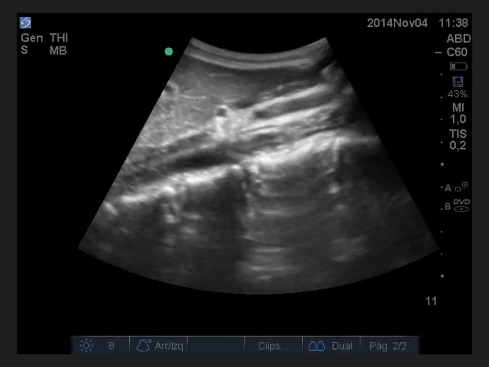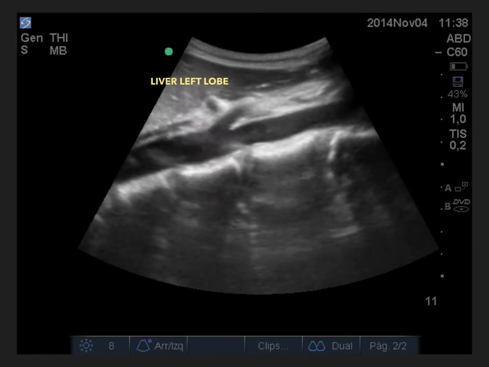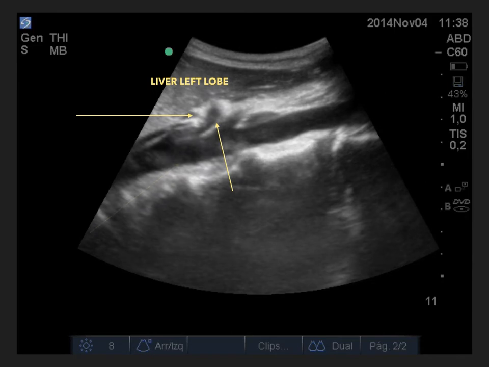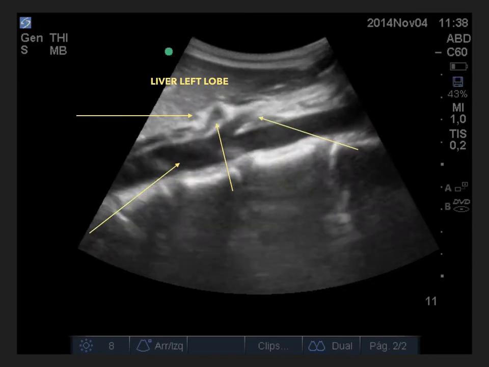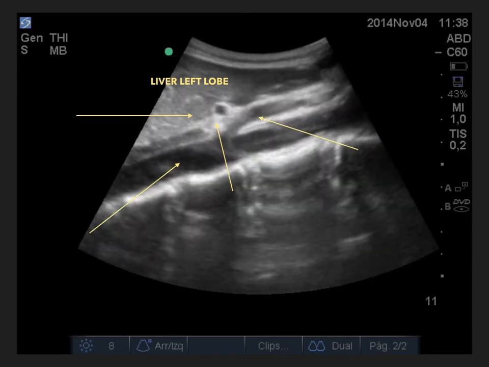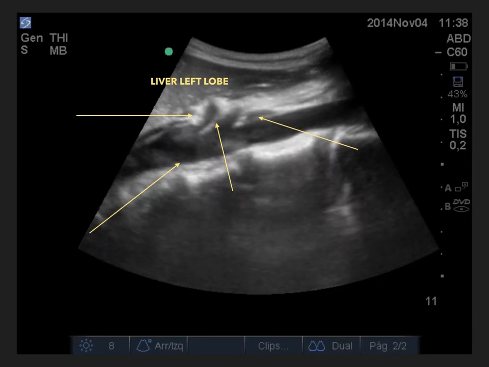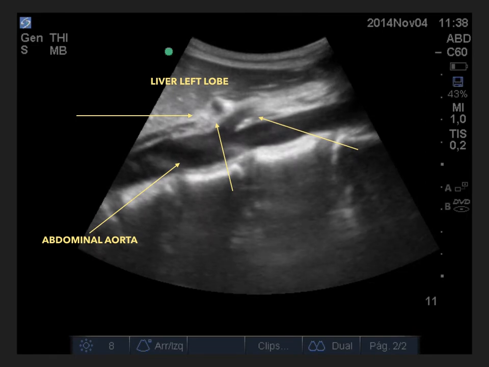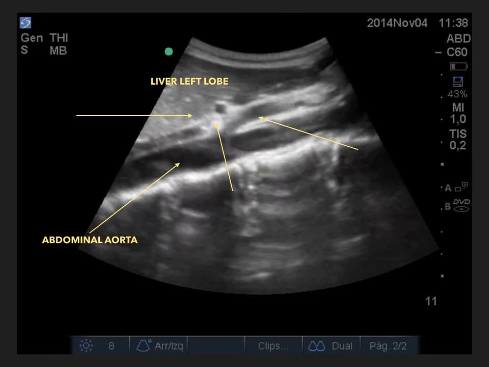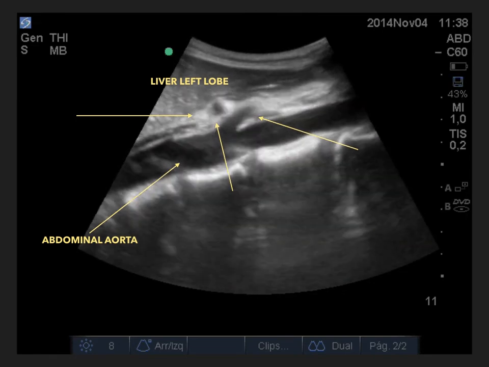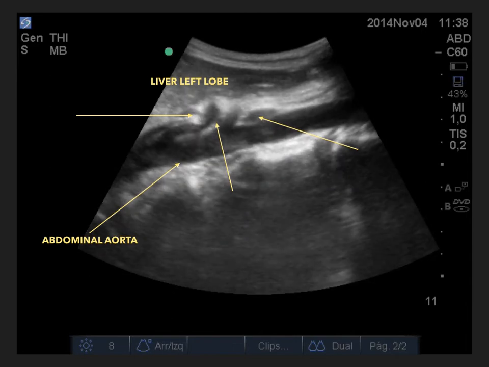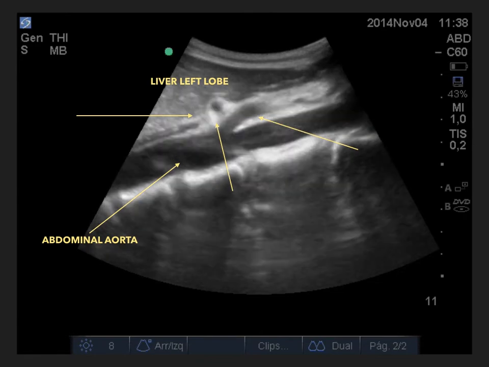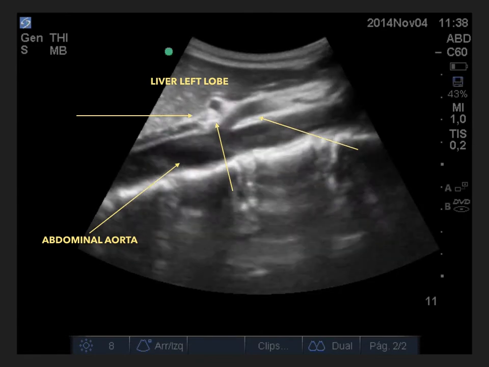So, real time. Again, the left liver lobe and different arrows pointing to different structures. The main one is the abdominal aorta in a longitudinal view. The celiac trunk is the most proximal. Remember, from left to right in the image, we are looking at head to feet.